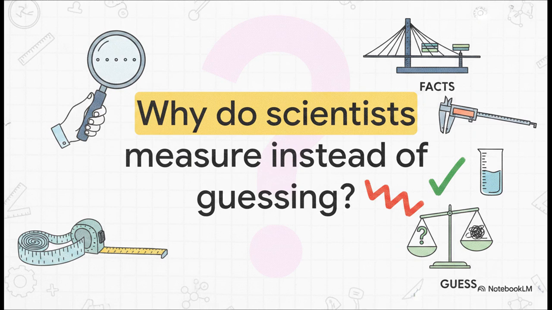So the crucial question we have to ask ourselves is this: why do scientists bother measuring things so meticulously instead of just relying on a really good guess? Imagine an engineer just kind of eyeballing the length of a bridge cable, or a doctor estimating a dose of medicine based on a quick glance. I mean, it sounds absurd, right? Guessing leads to errors, unreliable data, and totally failed experiments. Measuring, on the other hand, gives us objective truth. It removes our human bias and provides us with solid facts that we can test, verify, and actually build upon.